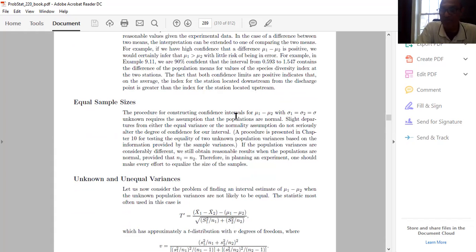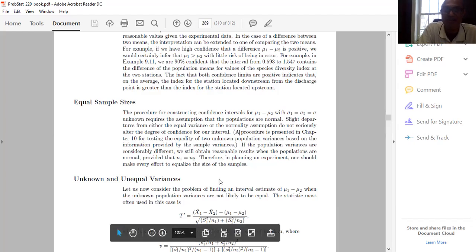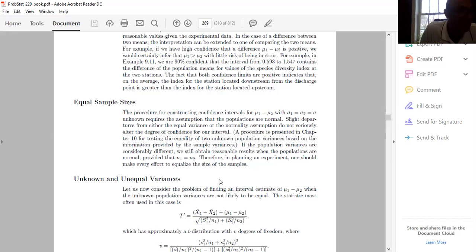The procedure for constructing a confidence interval for nu1 minus nu2 with sigma 1 and sigma 2 equal to an unknown sigma requires the assumption that the populations are normal. Of course, slight departures from either the equal variance or the normality assumptions do not seriously alter the degree of confidence for the interval. If the population variances are considerably different, we still obtain reasonable results when the populations are normal, provided n1 is equal to n2. Therefore, in planning an experiment, one should make every effort to equalize the size of the samples. If it is possible, try to equalize the size of the samples, because a procedure is given, which we are going to see in chapter 10, for testing the equality of two unknown population variances based on the information provided by the sample variances.